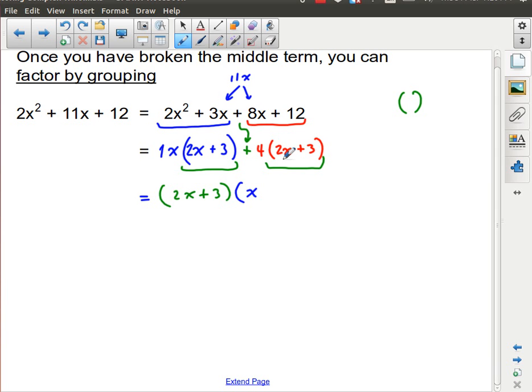What do I multiply 2x plus 3 by to end up with this whole expression? Well, this is 4 times 2x plus 3. So the thing that's missing here is the positive 4. And that is our factored form. And if you were to look back, you would see this is what we originally started with when we expanded.